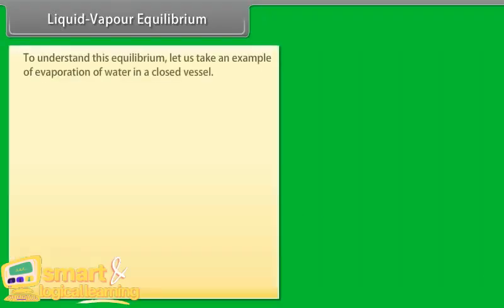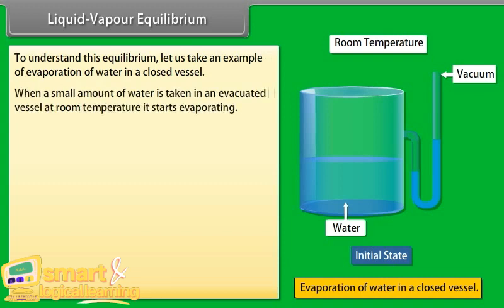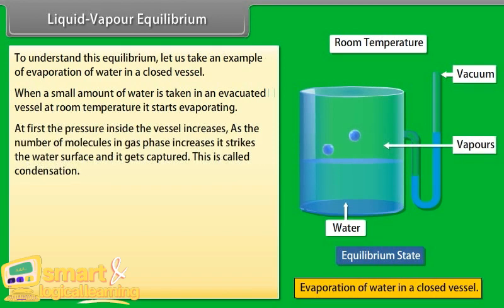Liquid-vapor equilibrium. To understand this equilibrium, let us take an example of evaporation of water in a closed vessel. When a small amount of water is taken in an evacuated vessel at room temperature, it starts evaporating. At first, the pressure inside the vessel increases. As the number of molecules in gas phase increases, they strike the water surface and get captured.